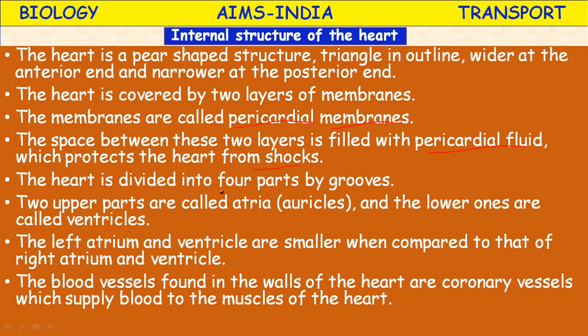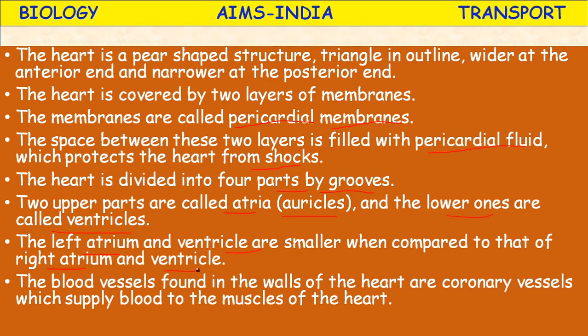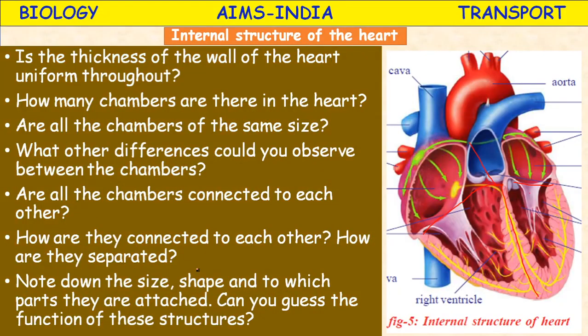The heart is divided into four parts by grooves, longitudinal grooves and vertical grooves. The two upper parts are called atria or auricles, and the two lower chambers are called ventricles. The left atrium and ventricle are smaller when compared to the right atrium and right ventricle. Once again, you see here, the left atrium and left ventricle are smaller compared to the right atrium and right ventricle.